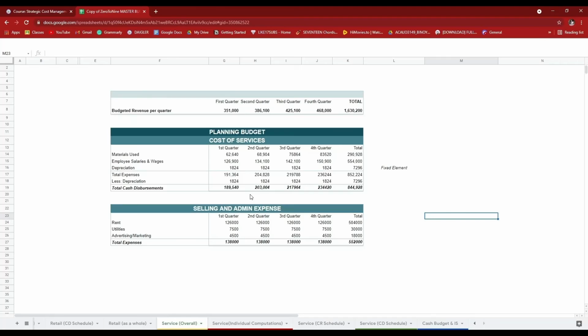The computations for the next quarters are also the same. For the second quarter, 203,004, for the third quarter, 217,964, and the fourth quarter, 234,420. So the total cash disbursements for the year is 844,928. Given this, we can now proceed to the cash disbursement budget of the business.